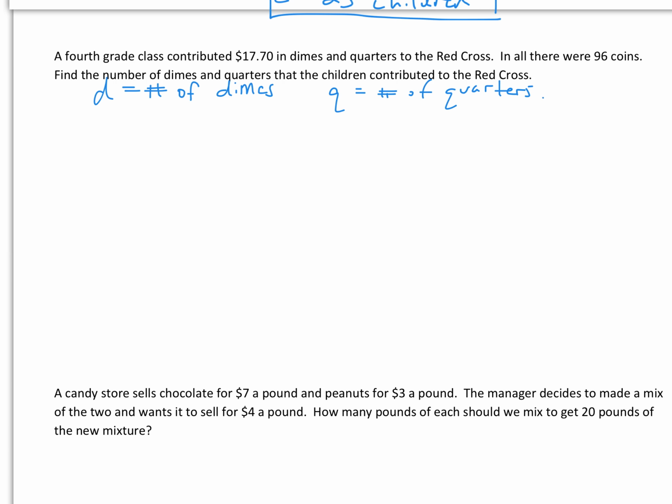Our first equation has something to do with cost. Now I know a dime costs 10 cents, so I'm going to represent that as a decimal. 0.10 of a dollar, so 10 cents, times dimes, plus quarters are 25 cents times the number of quarters, gives me a total of $17.70. The next equation is going to come from the number of coins. So the number of dimes plus the number of quarters gives me 96 different coins.